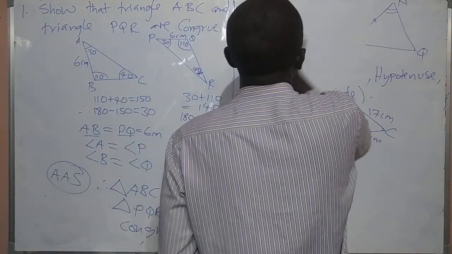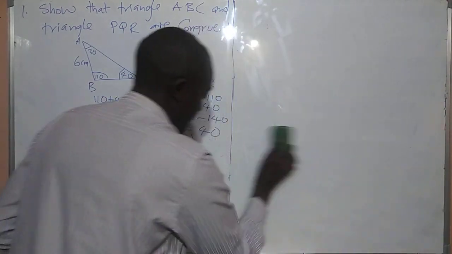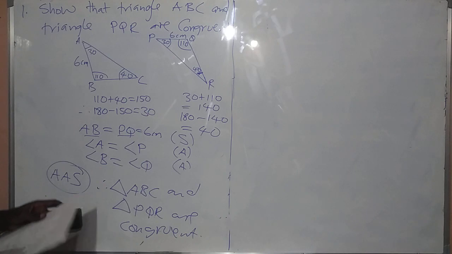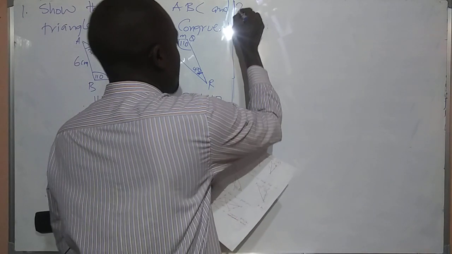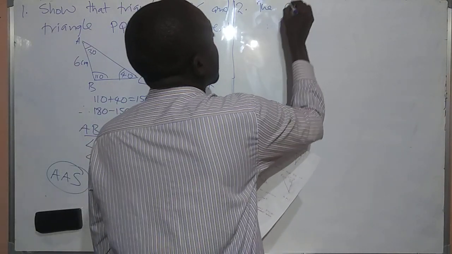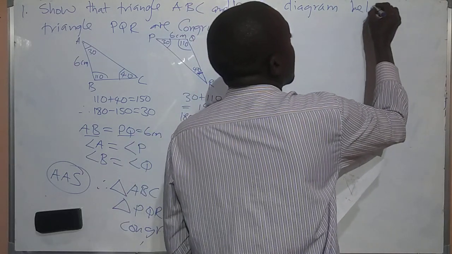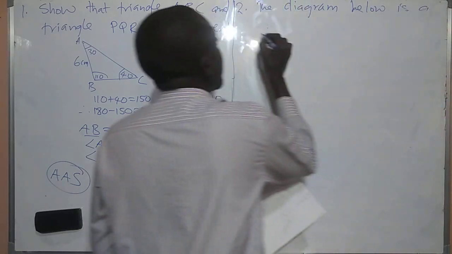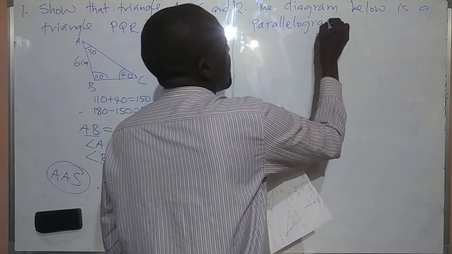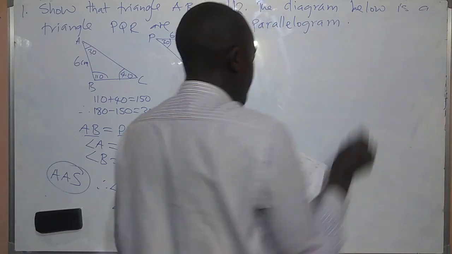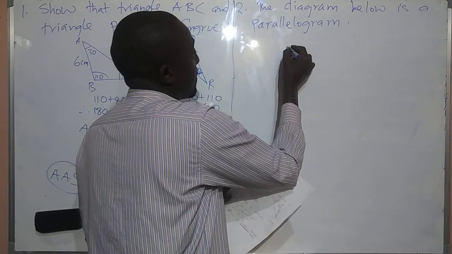So here's our last example on congruence, number 2. The diagram below is a parallelogram. So here is our parallelogram.